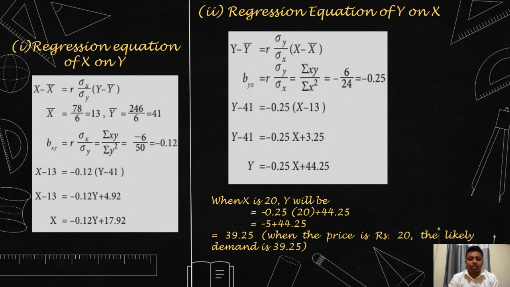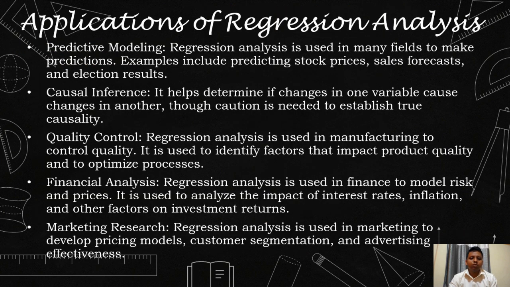After getting the values, we use x is 20, and we solve the equation by putting x equal to 20, and we get the answer 39.25. This is how we solve the regression equation. Let us move on to the applications of regression analysis.